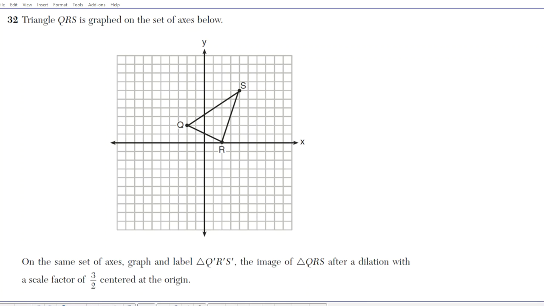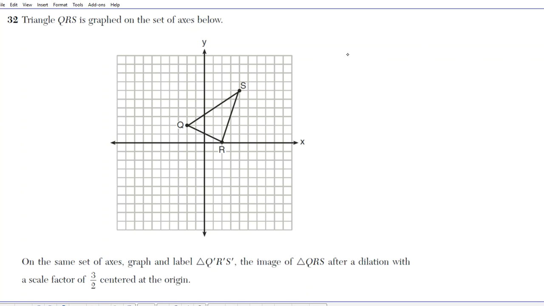On the same set of axes, graph and label triangle Q prime R prime S prime, the image of QRS after dilation with a scale factor of 3 over 2 centered at the origin. Okay, this is going to be really easy because the dilation is centered at the origin, so it's very straightforward. All we have to do is apply the scale factor to our coordinates and we are good to go.